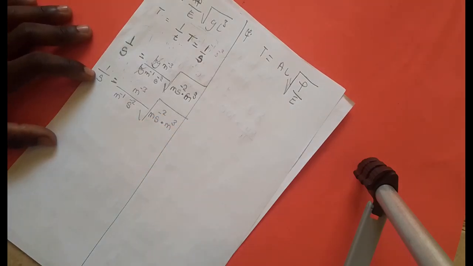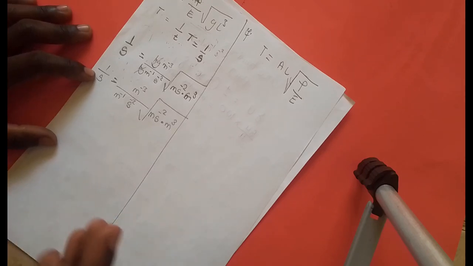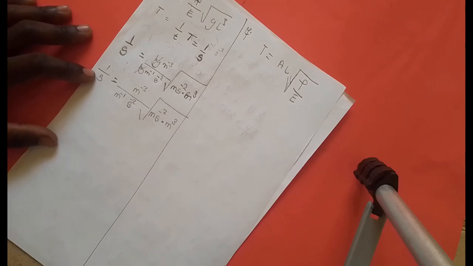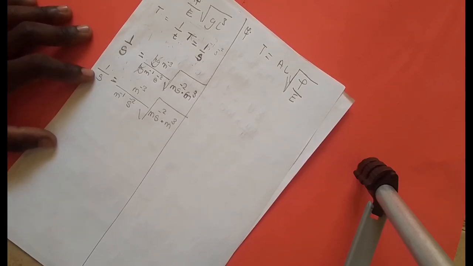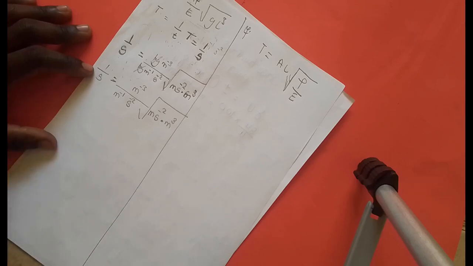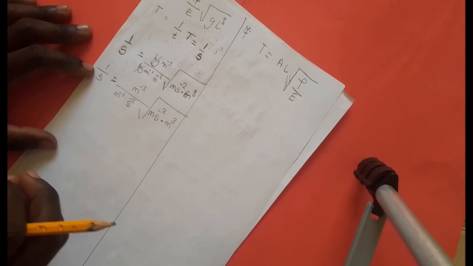For the moment, ignore what's under the root sign, right? Let's focus on what is outside. At this point, I want you to employ the laws of indices, right? So what do the laws of indices say when you're dividing something?